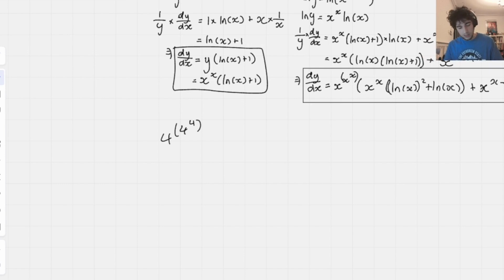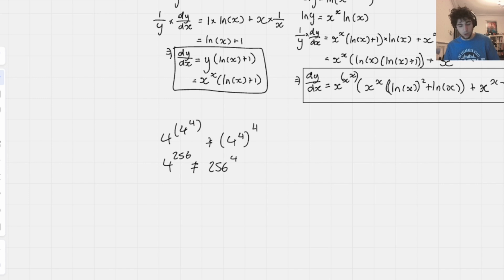That's actually not equal to 4 to the power of 4 to the power of 4, right? Because one of those is 4 to the power of whatever 4 to the power of 4 is, so this first one is 4 to the power of 256, but the second one is 256 to the power of 4, right? So these things are not going to be the same.